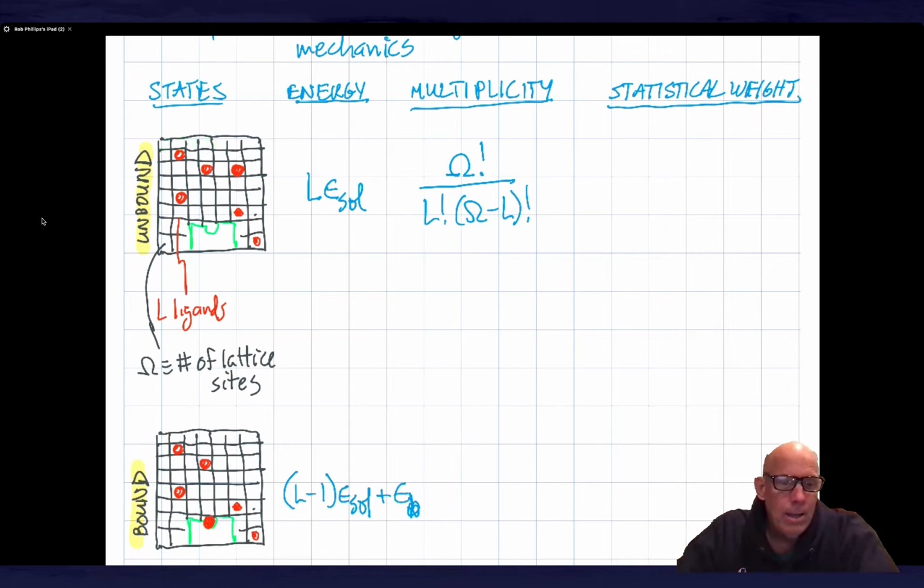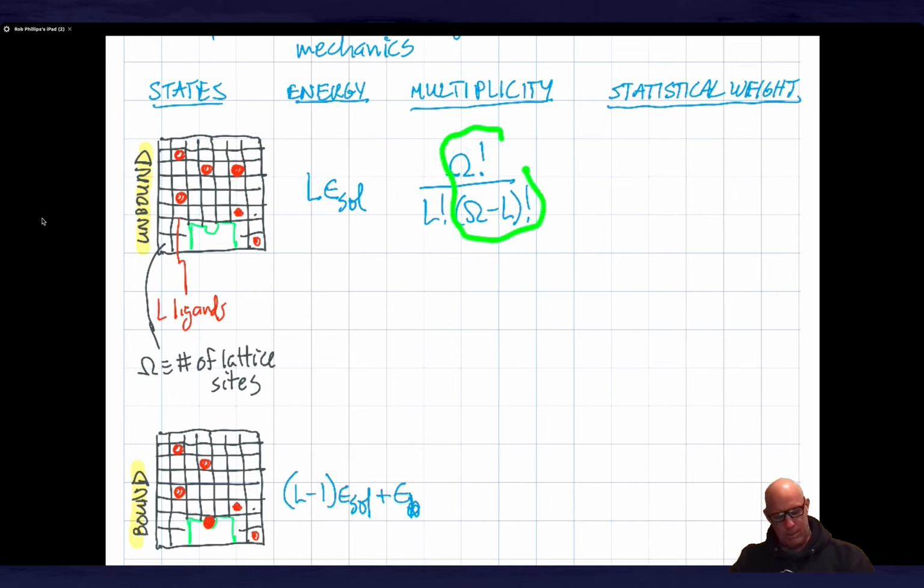Once that ligand has taken a spot, then there are only omega minus 1 lattice sites left. So the second one has omega minus 1 sites. We keep doing that until we run out of ligands. And what we'll find is that's equal to basically omega times omega minus 1 times omega minus 2, all the way up to omega minus L plus 1. And that omega minus L plus 1 is actually this. That's another way of writing it.